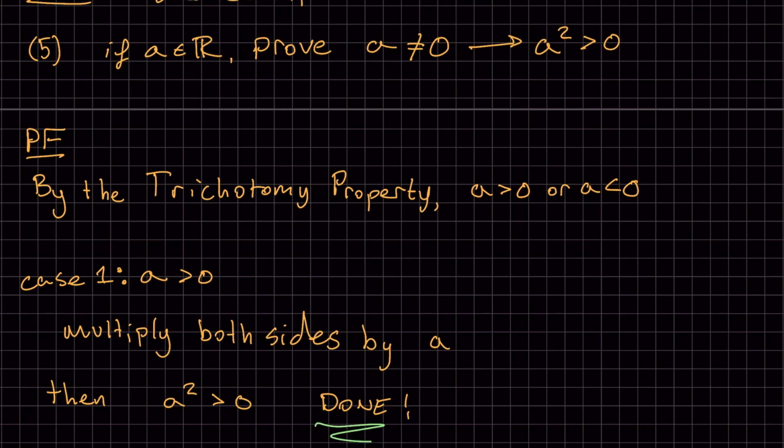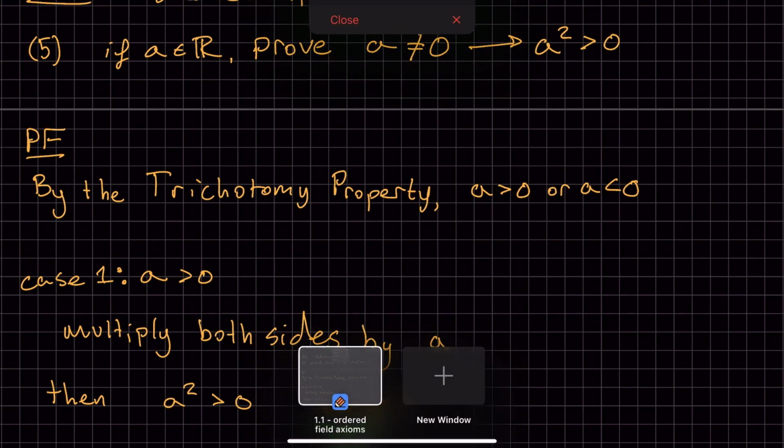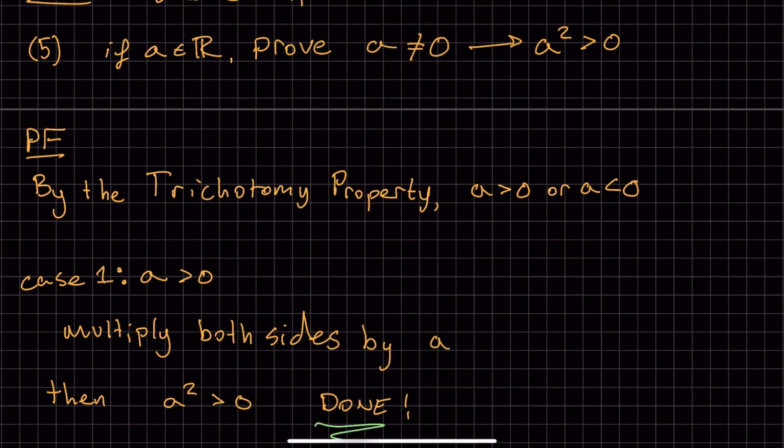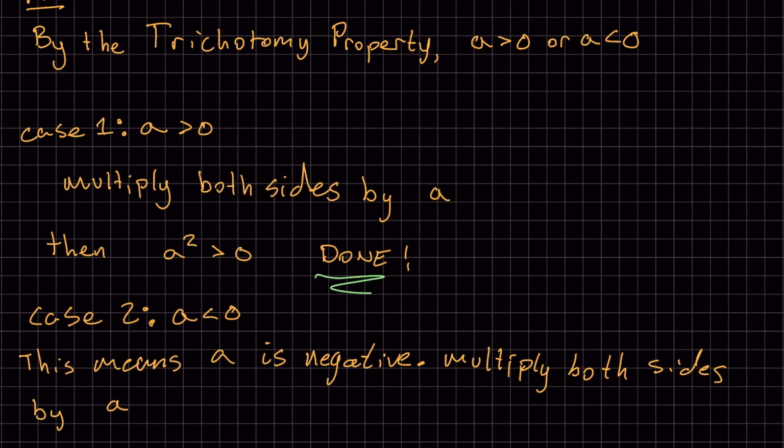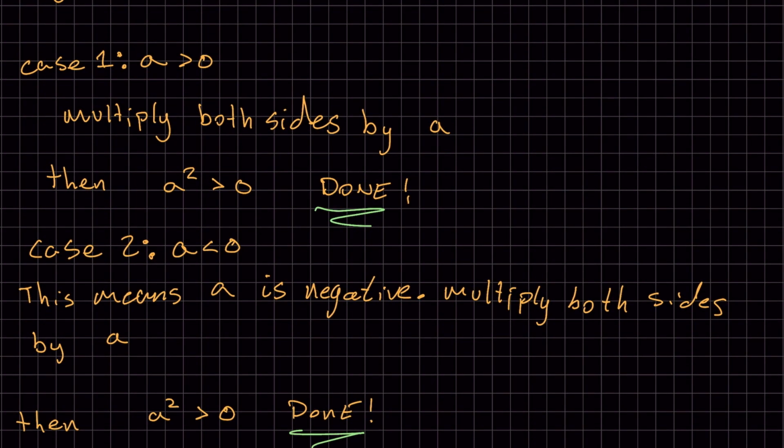So case 1, we're going to split this up into cases. Again, by the trichotomy property, a has to be greater than 0 or a has to be less than 0, right? Again, we assume that this is true because this right here is our hypothesis, P implies Q. So case 1, a is greater than 0. Multiplying both sides by a, we get a squared is greater than 0, right? And then we're done. That's all it is. We've shown a squared is greater than 0 just by multiplying by a.